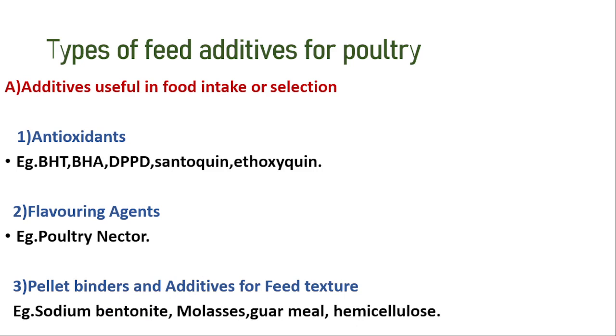These hemicellulose and lignin are combinedly used in a pellet binder mechanism. Also, molasses or a fat, and guar meal, are used to bind the pellets, and these are all added at 2.5 percent of the diet.